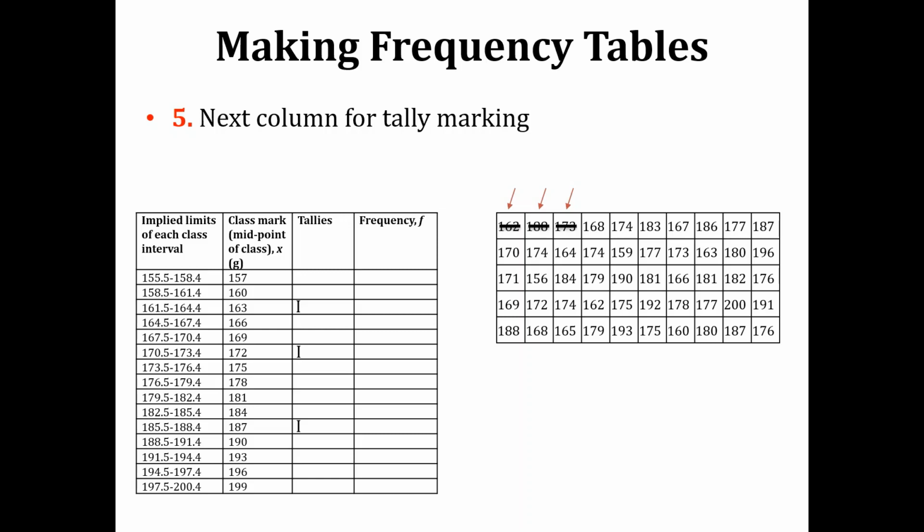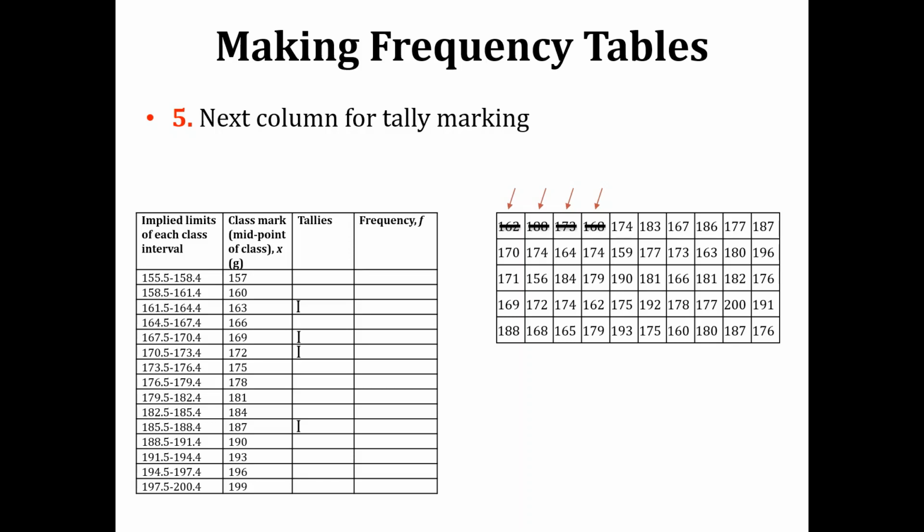And our next observation is 168, and let's see where 168 is. So we can see that the class mark, which is 169, has the limits starting from 167.5, which means it can be rounded off to 168. So we are going to put 168 against this class interval.